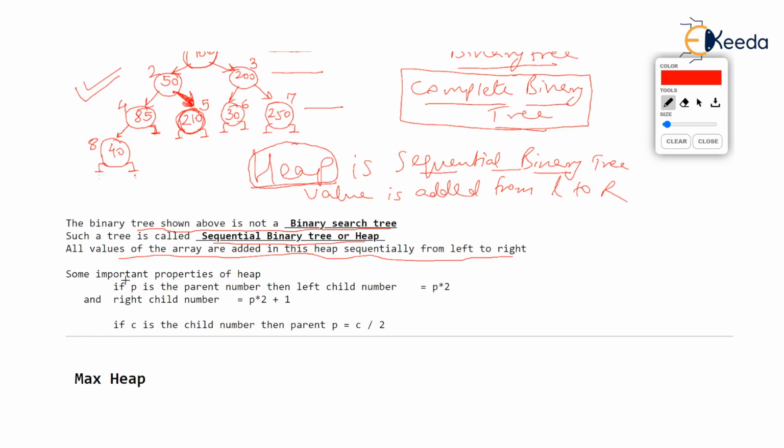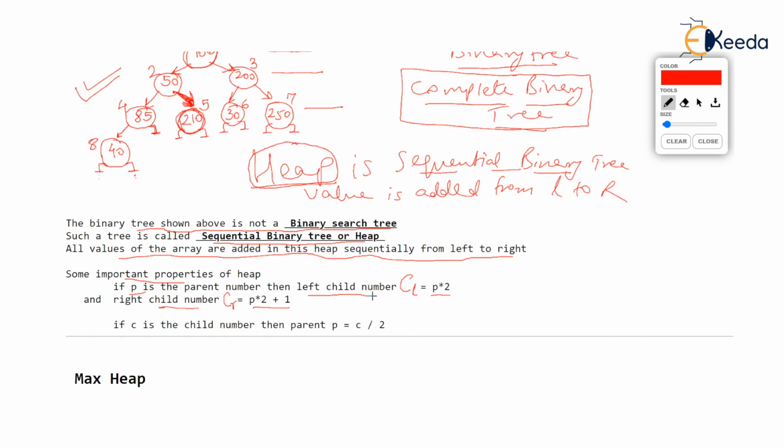Now, some important properties of heap are, if P is the parent number, remember P is not the value stored in the parent, P is the number given to the parent node. If P is the parent number, then left child number, let's call that left child number as CL, is P into 2. And right child number, that is CR, let's say, is nothing but P into 2 plus 1. This is always true in the case of heap.